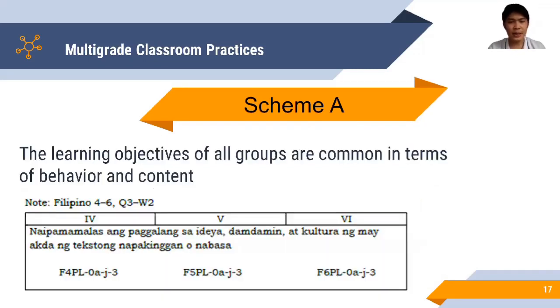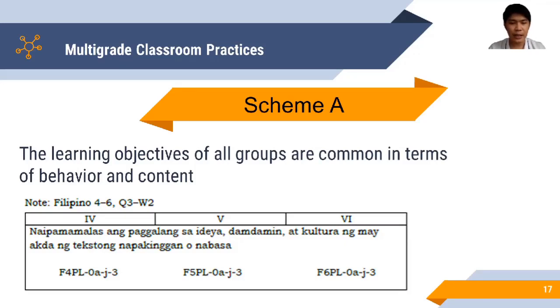Let us study them one by one. Scheme A. What is scheme A of the lesson plan in a multigrade classroom? The learning objectives of all groups are common in terms of behavior and content.